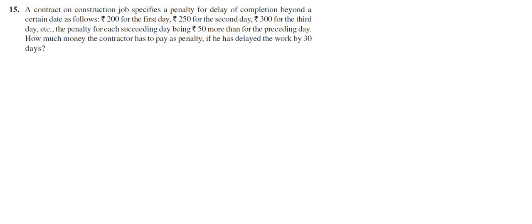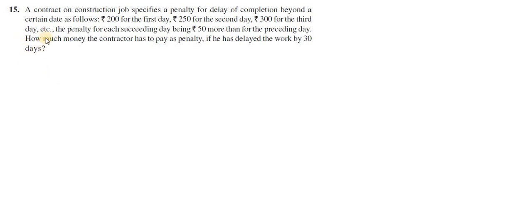A contract on a construction job specifies a penalty for delay of completion behind a certain date as follows: rupees 200 for the first day, 250 for the second day, 300 for the third day, like this. So in the sense it is the construction of a building or something like that. Suppose he should complete by August 15th, but he delayed. So every day the contractor needs to pay a penalty of rupees 200 for the first day, and for the next day 250, like this, increasing by 50 rupees.